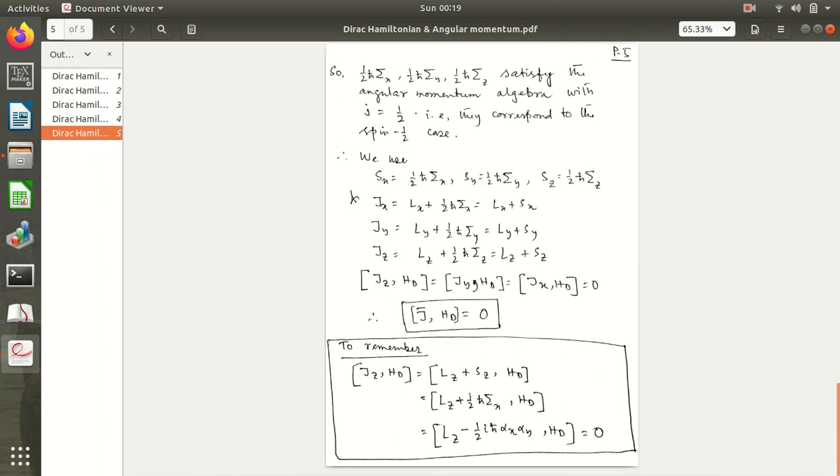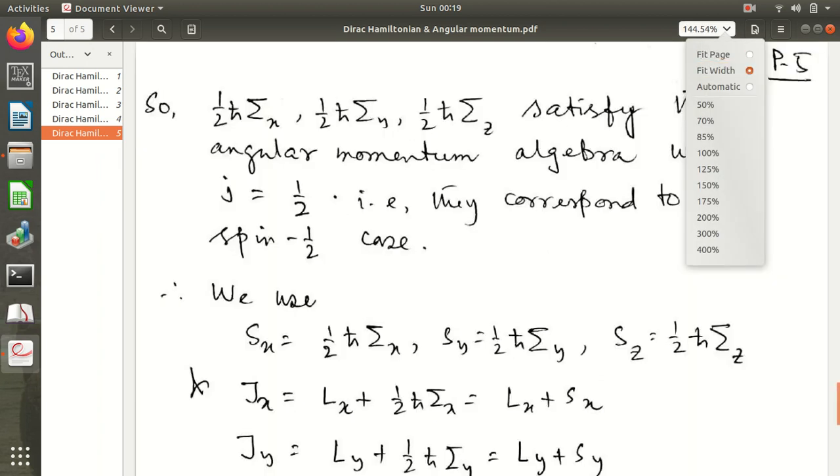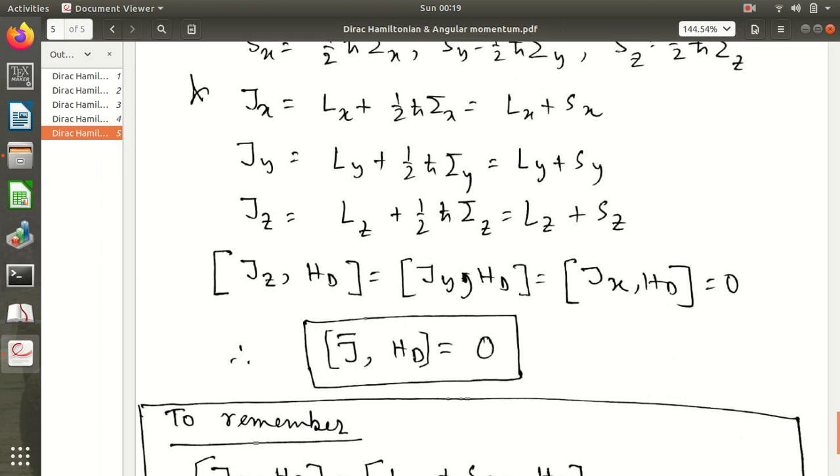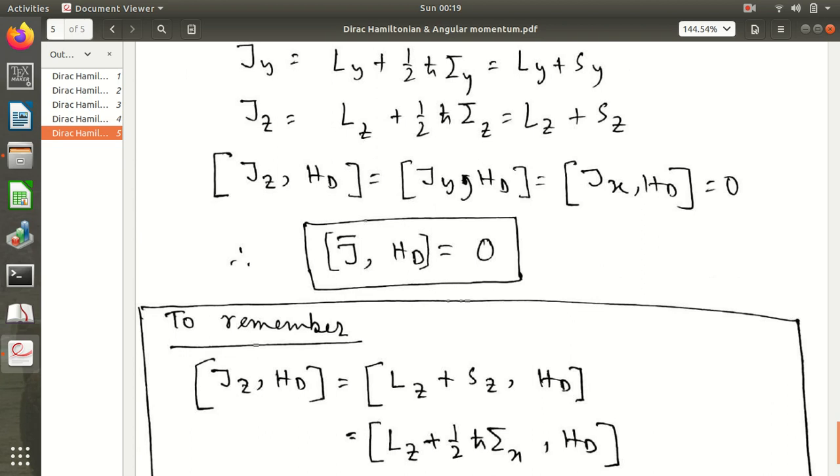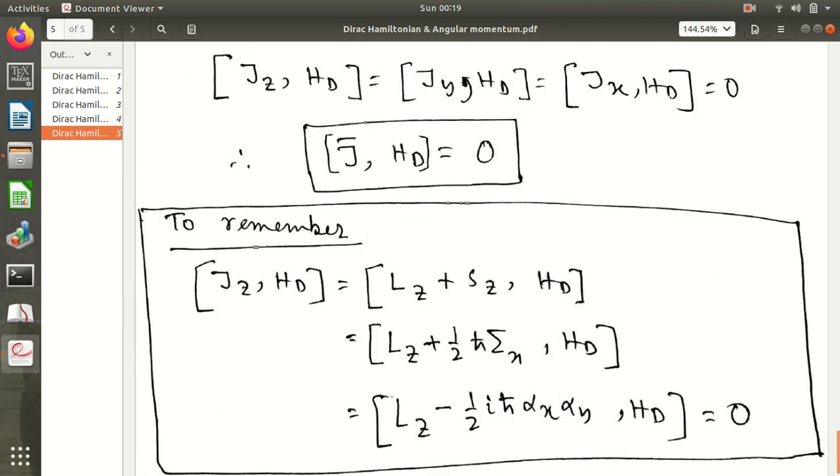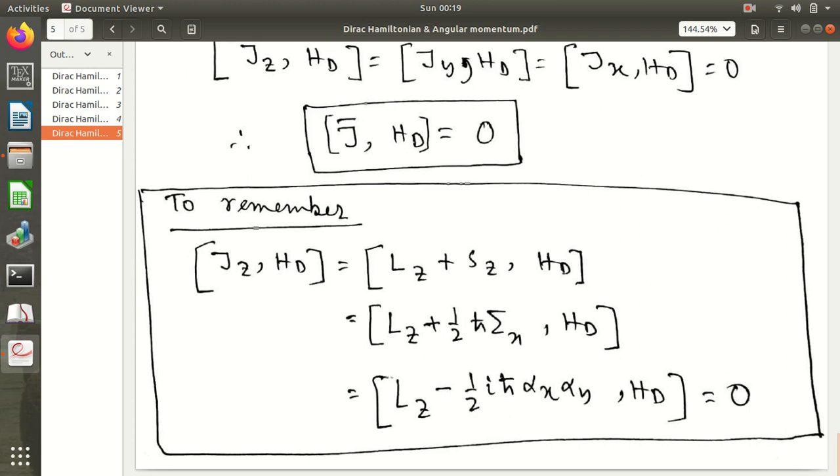So now we use that Jz commutes with HD, Jy commutes with HD, Jx commutes with HD. That means J, the angular momentum operator, commutes with HD. Just a recap, remember that this is our expression that commutes with the Dirac Hamiltonian, and we write it as Jz. This is the total angular momentum. Jz, the z component of the total angular momentum, not only the orbital angular momentum, commutes with the Dirac Hamiltonian.